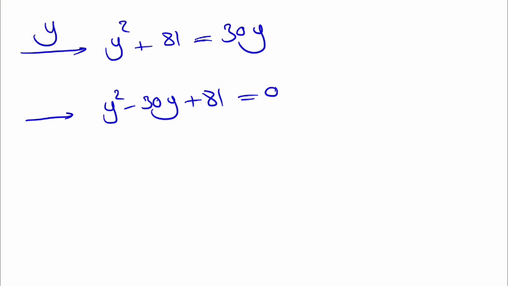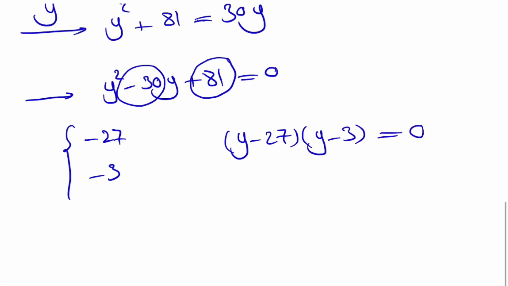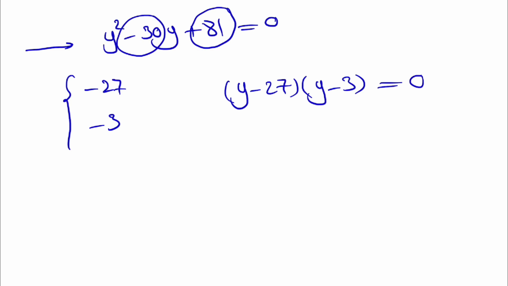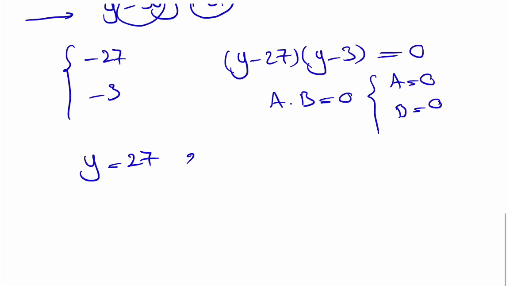We have a simple quadratic equation where we can use a shortcut, since we can find two numbers that multiply to 81 and add to minus 30, and those two numbers are minus 27 and minus 3. If we multiply them, we get 81, and if we add them, we have minus 30. So our equation can be written as y minus 27 times y minus 3 is equal to 0, and we can get two roots in here. We have a times b equal to 0, so a can be 0 or b can be 0. From the first one we get y is equal to 27, and from the second root we get y is equal to 3.